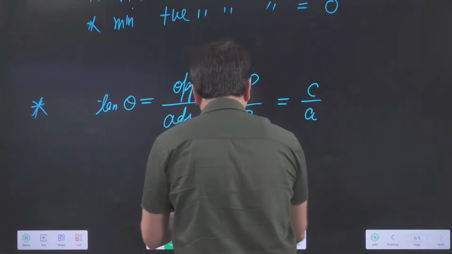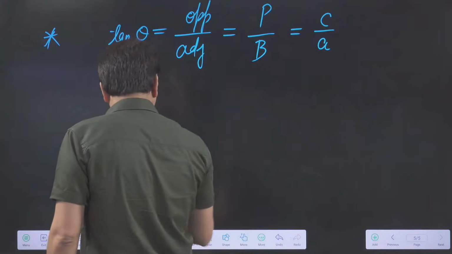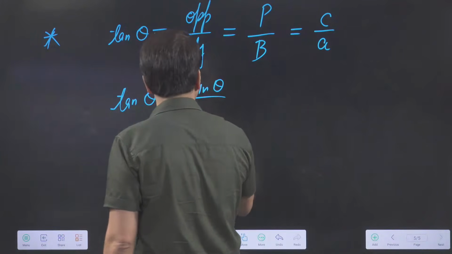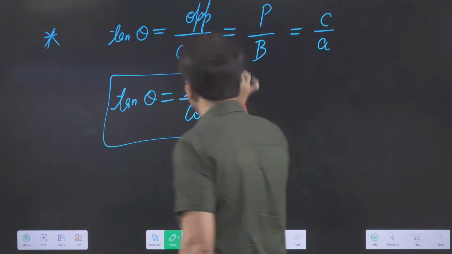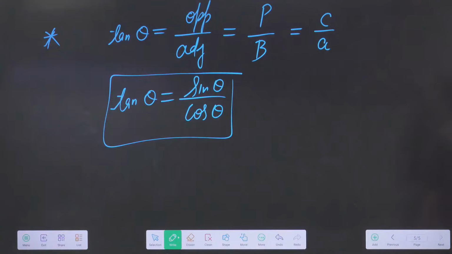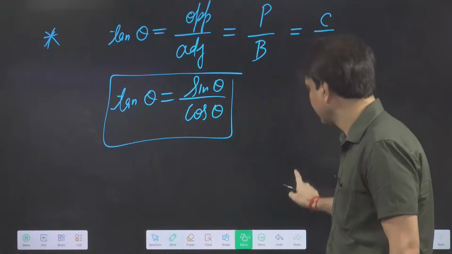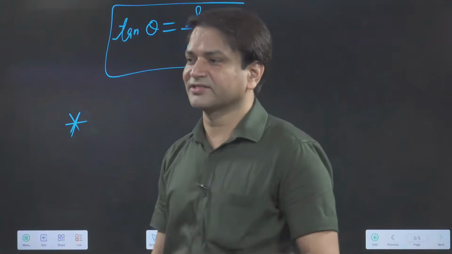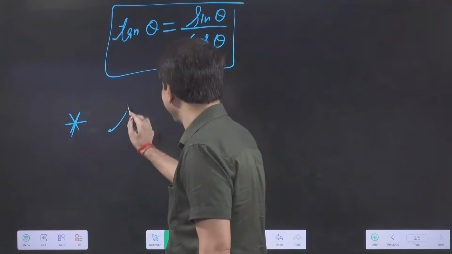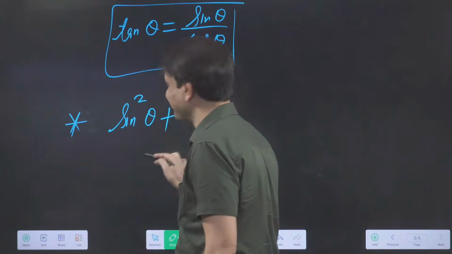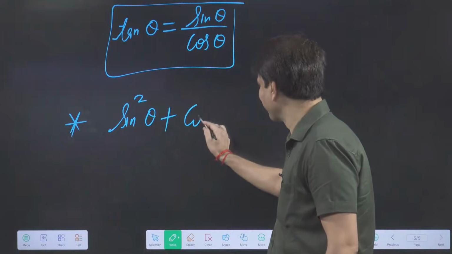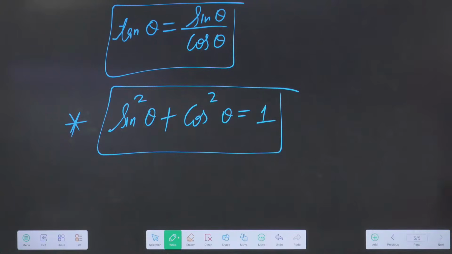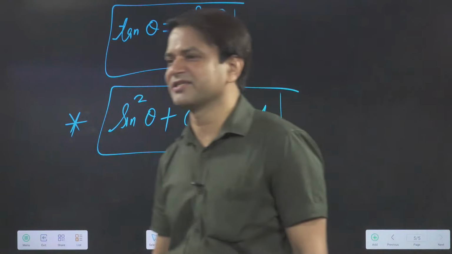Okay. Next formula we are using. Tan theta is equal to what? Sin theta by cos theta. This also you have to remember. Tan theta is equal to sin theta by cos theta. And one more formula that we will never forget. I will start, you will complete. Sin square theta plus cos square theta is equal to 1. This formula we will never forget.